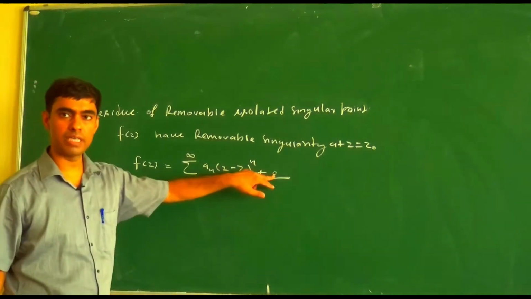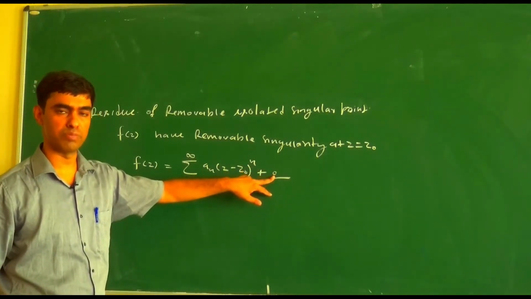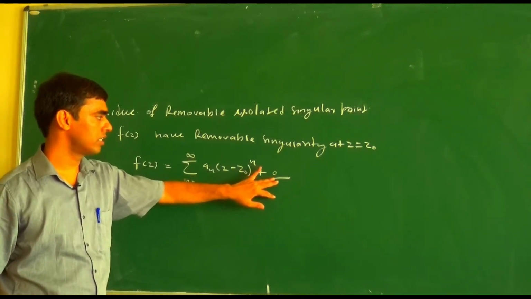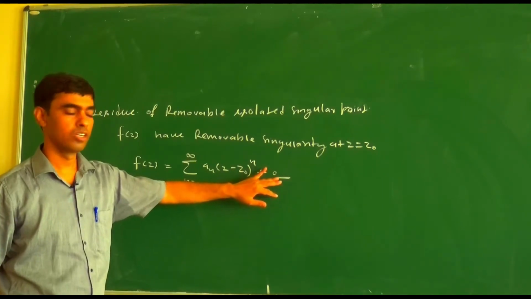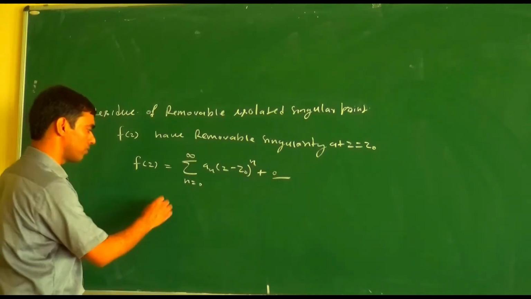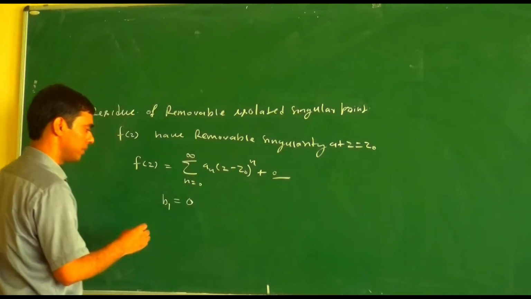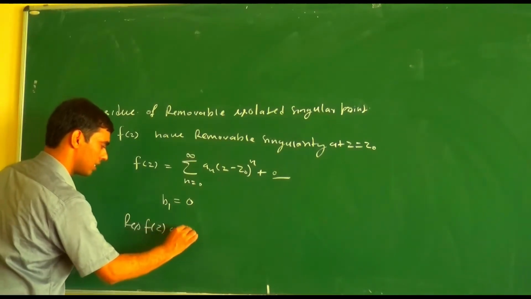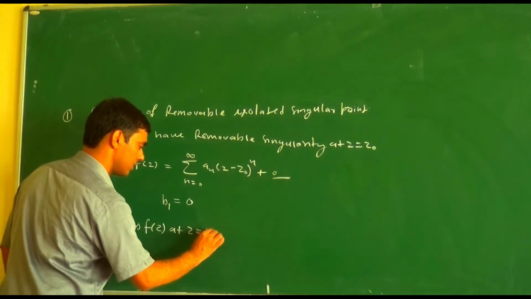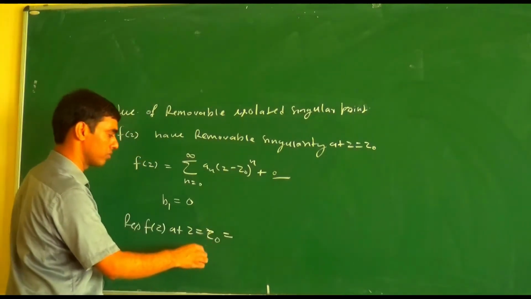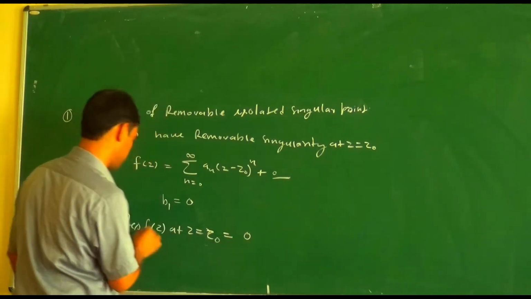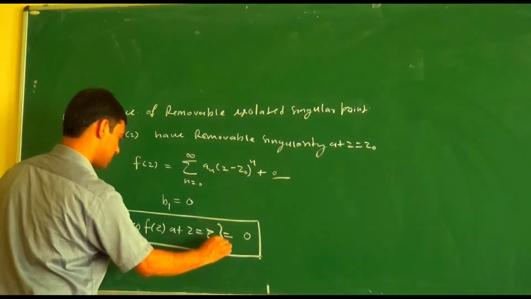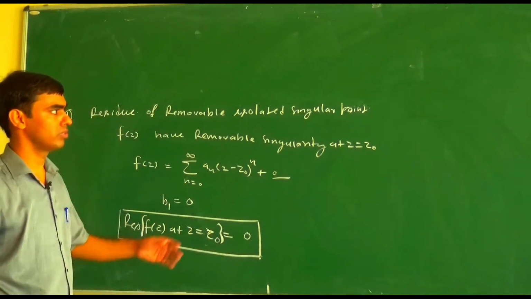If there is no principal part, how do we find b1? The residue is the coefficient of the first term of the principal part. If there are no terms, then what is the value of b1? b1 equals 0. So in the case of a removable singularity, the residue of f(z) at z equals z0 is 0.